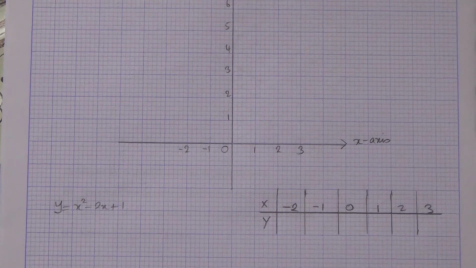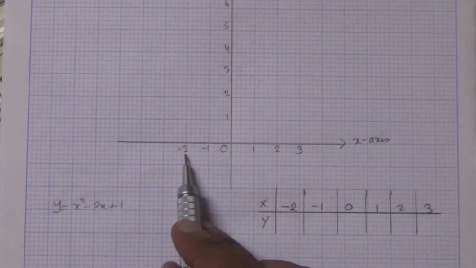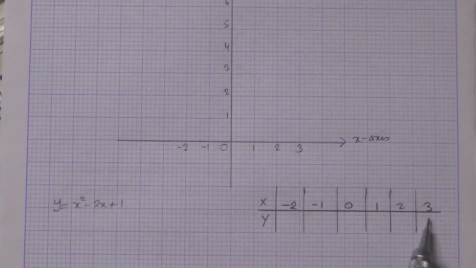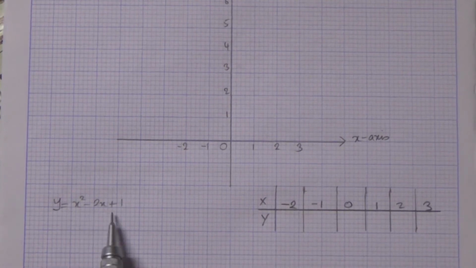Okay, to be able to understand how we're going to plot this graph for values starting from minus 2 to 3, what I've done here is I've just copied a table, putting the values of x from minus 2 to 3 respectively. And now we're going to compute the values of y by using the equation.